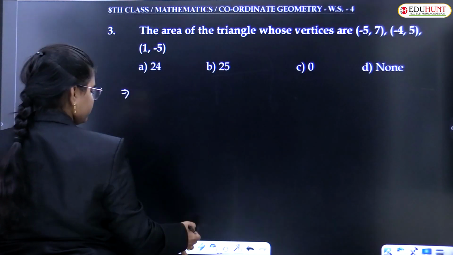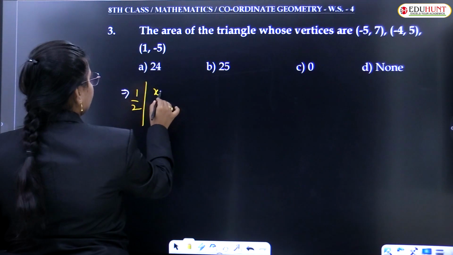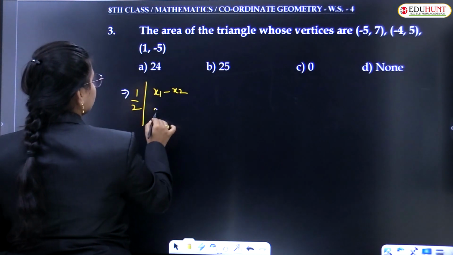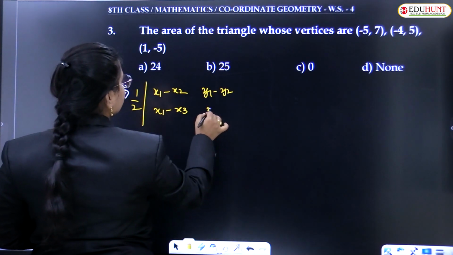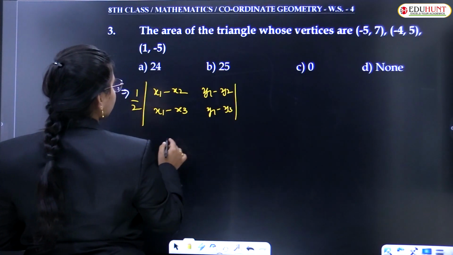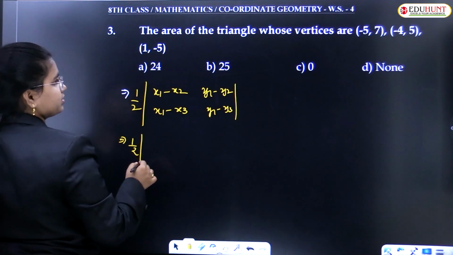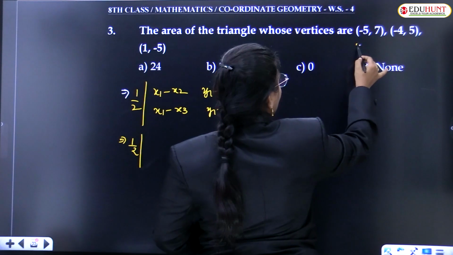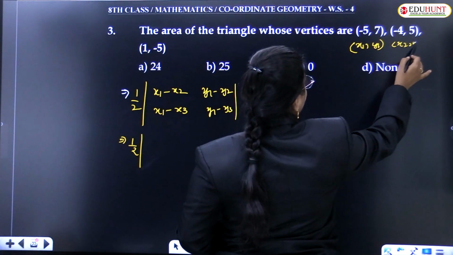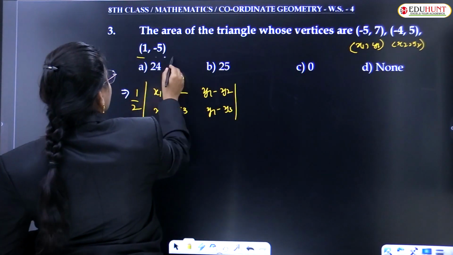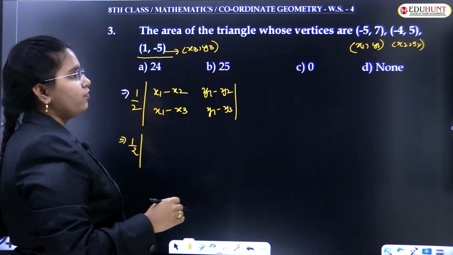So what is the formula? Half, x1 minus x2, x1 minus x3, y1 minus y2, y1 minus y3, correct? So half, what are x1, y1, x2, y2 and x3, y3? Let's address this as x1 comma y1, x2 comma y2, correct? And this point is x3 comma y3.